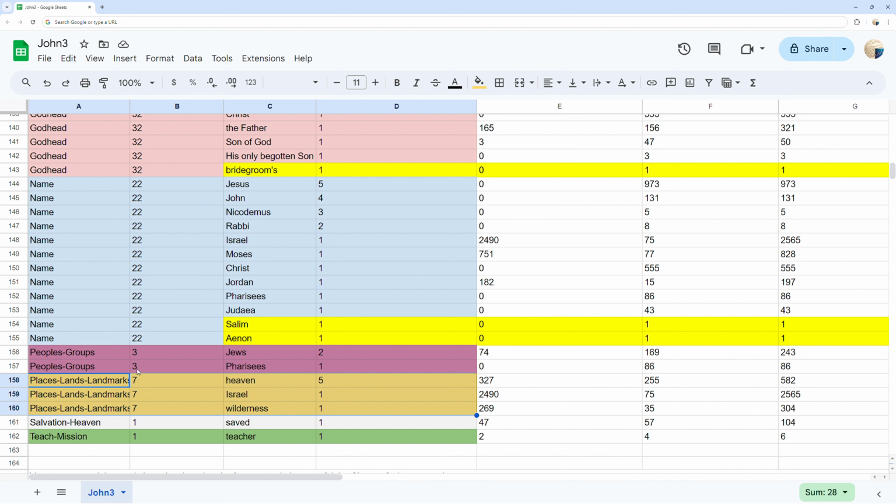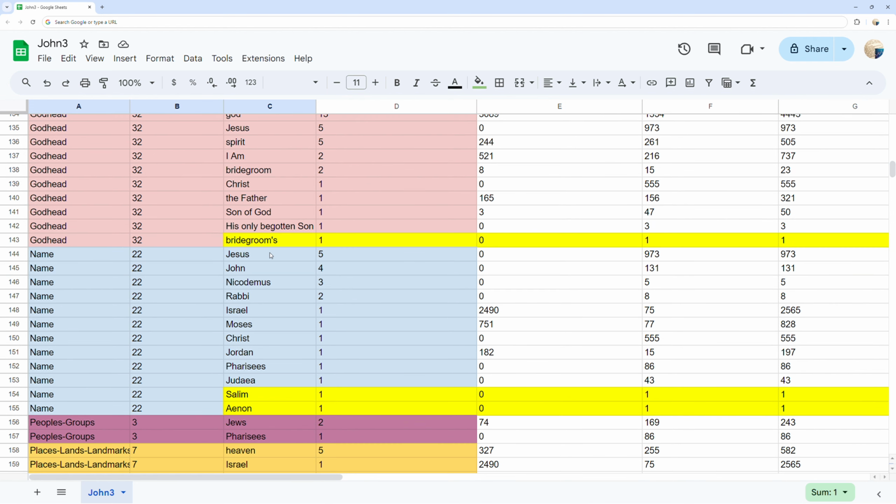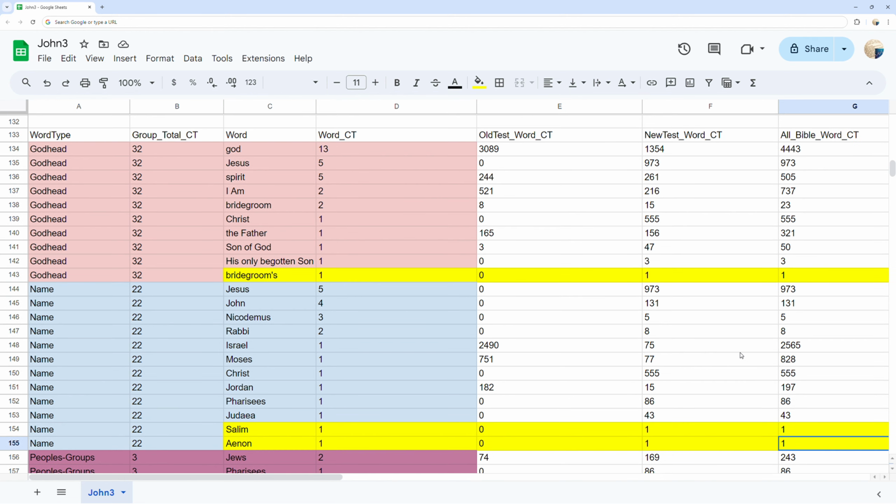You can see 2 rows in purple for topic of peoples groups, and 1 row for both salvation and teach. You can see 3 rows highlighted in yellow having 1 usage in the whole Bible. You can see the total counts for all the listed topics in the New Testament, Old Testament, and both combined out to the right.